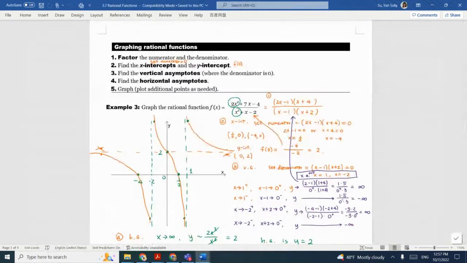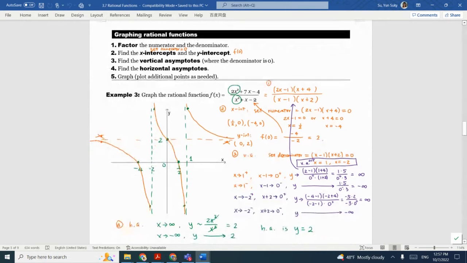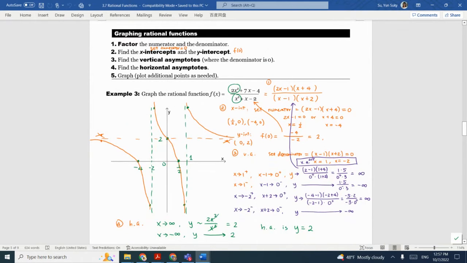All right, let's continue. So last time we talked about how to graph rational functions, right? And here are the steps. First, we factor the numerator and the denominator. Second, we find the x-intercepts, where we set the numerator equal to 0. And then we find the y-intercept by plugging in f of x is 0. Yes, that is the y-intercept.